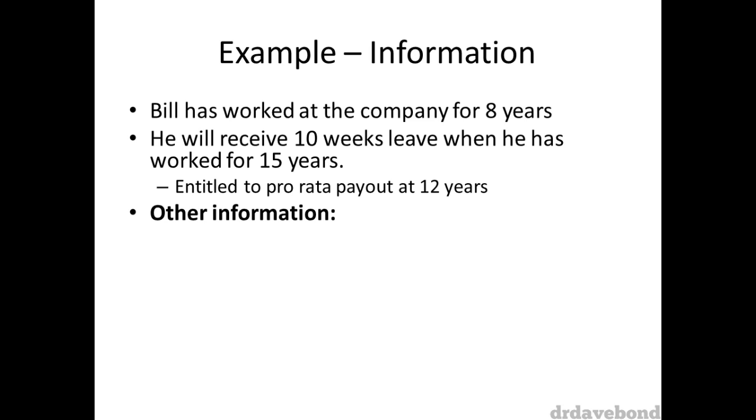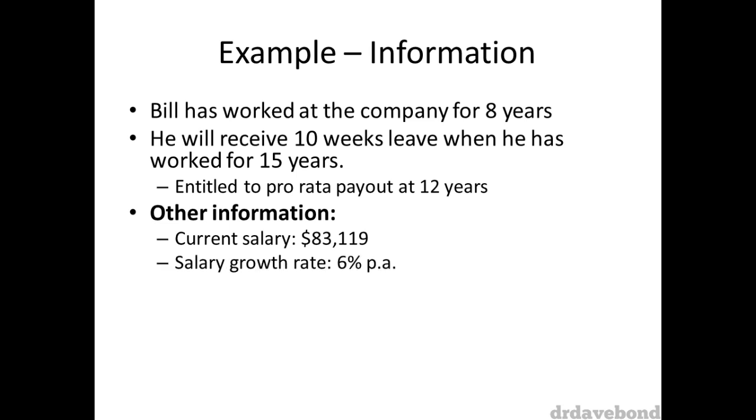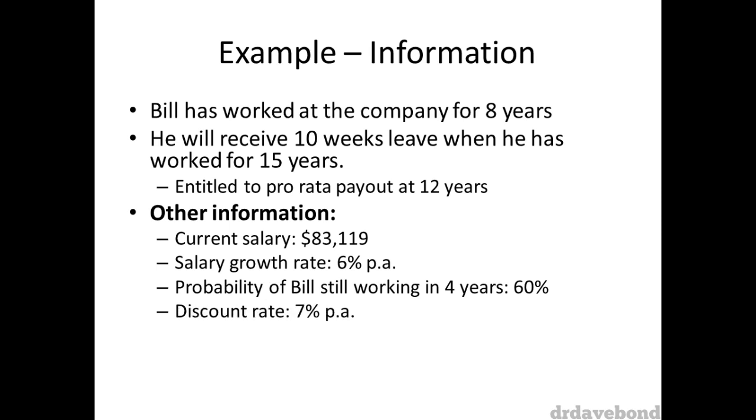However, with a pro rata payment, he will get something if he works for at least 12 years. The other information available is that Bill's current salary is $83,119. His salary is expected to grow at 6% per annum. The probability of Bill still working in 4 years is 60%. The discount rate is 7% per annum. And the opening balance of the provision for long service leave is $2,000.